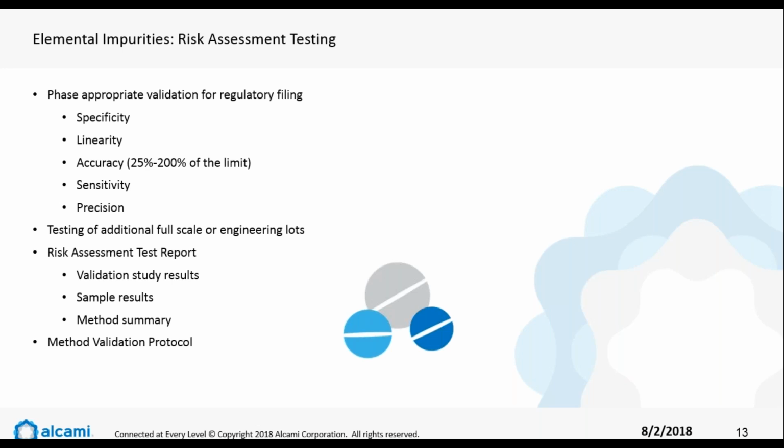The next offering we have, which is the one that we are doing most frequently now, is our most cost-effective and efficient way to support the risk assessment filing. We call it our risk assessment testing. It's a one-time analysis performed on 3 lots of any material, the drug product, the drug substance, or any list of the excipients, where we demonstrate specificity, linearity, accuracy, sensitivity, and precision of the method in the sample matrix at the time of testing.